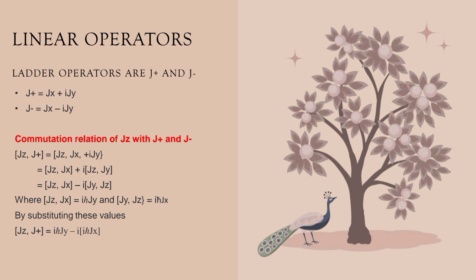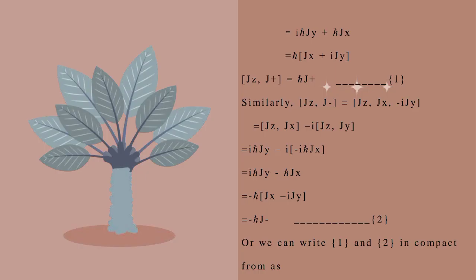We already know that [Jz, Jx] is equal to i h cross Jy, and [Jy, Jz] is equal to i h cross Jx. By substituting these values we get [Jz, J plus] is equal to i h cross Jy minus i into i h cross Jx. Then we can substitute the values, and finally we can take out the h cross. Then the equation will be h cross into Jx plus iJy. The final equation is [Jz, J plus] is equal to h cross J plus.